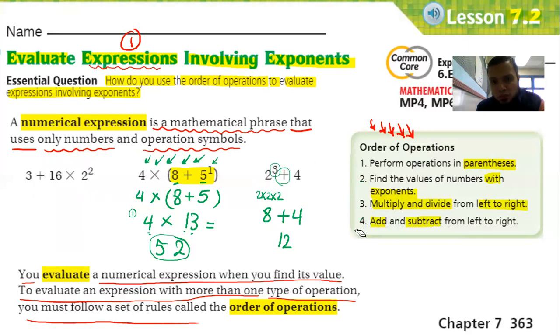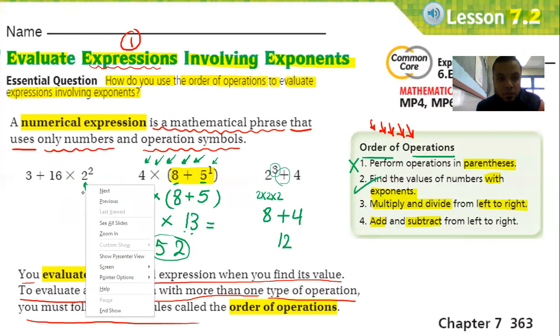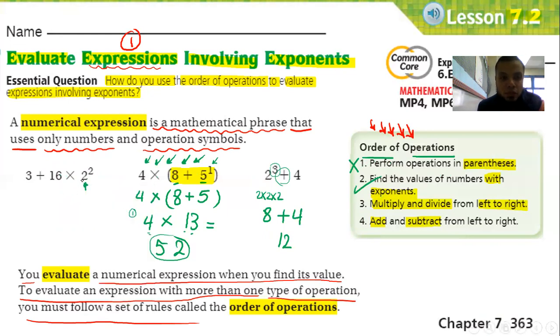According to our rules, order of operations, do you see parentheses? No, so I will not use the first rule. Do you see exponents? Powers? Yeah, here. So let's solve it together. The second power of 2, 2 power 2 means what? Means 2 multiplied by 2. Yes, the answer is 4.